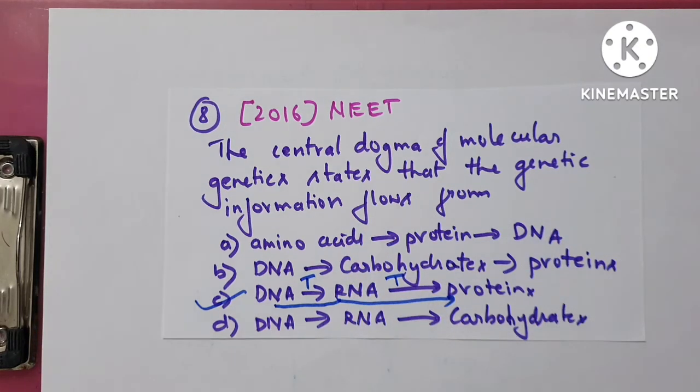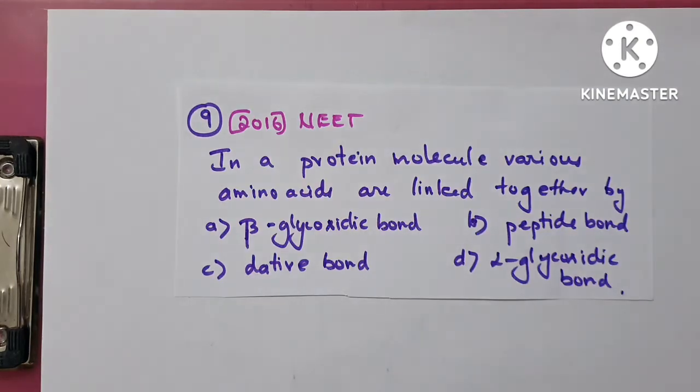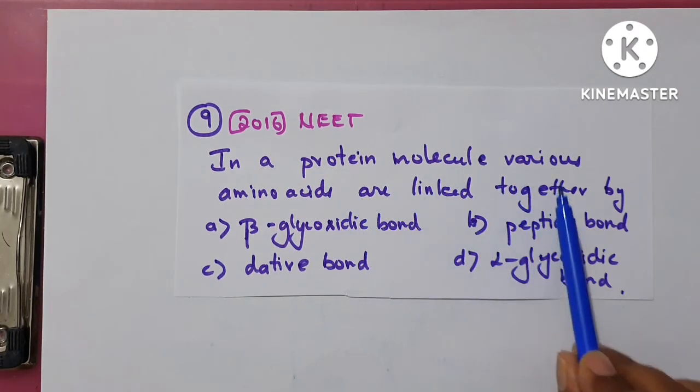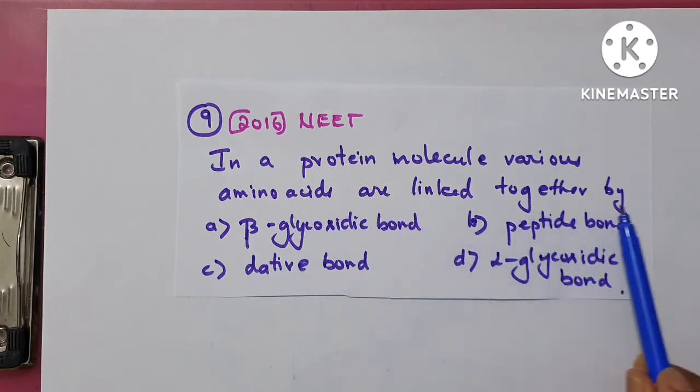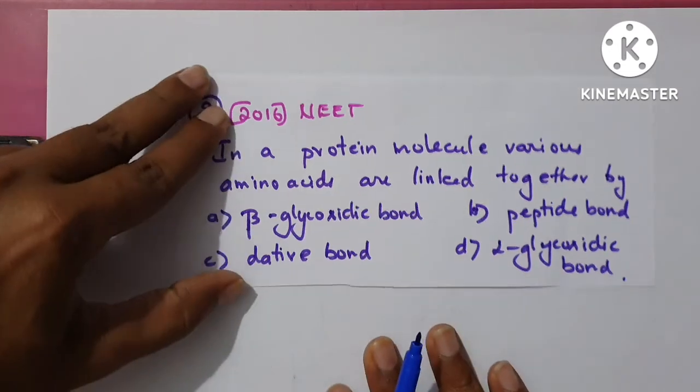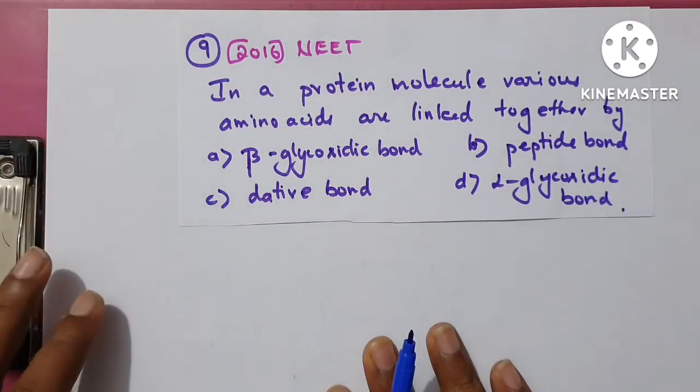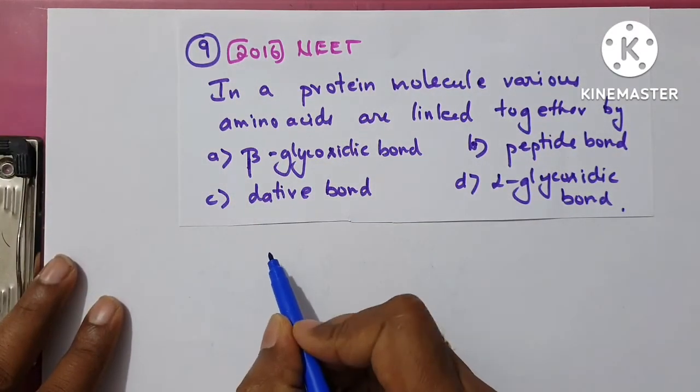We have one more last question from 2016 now. Let us see this question. In a protein molecule, various amino acids are linked together by what kind of linkage? So here it's a very important question. Two amino acids. You can just observe here, children. I'll just make a note for you. It will be helpful for you to understand the question.